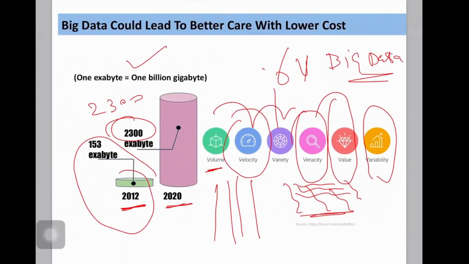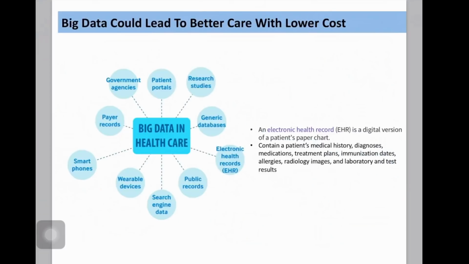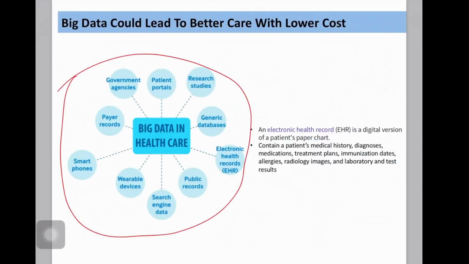Now when we say big data could lead to better care with lower cost, how can we help with that? This is also the diagram I showed in my earlier slides. This is healthcare data, and it is being generated in genetic databases where we have data about DNA, protein, and other data, research studies, patient portals, smartphones, wearable devices, and public health records.